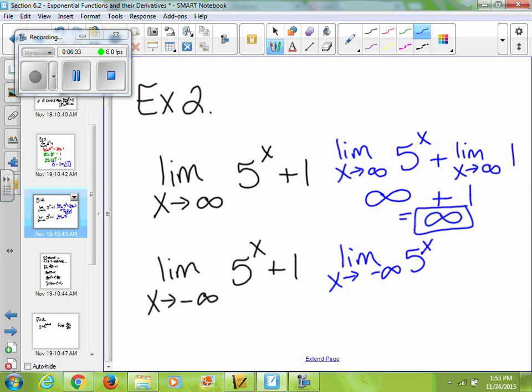So I do the same thing then for the second one and distribute my limit. I get the limit as x approaches negative infinity of 5 to the x plus the limit as x approaches negative infinity of 1. So still using rule number 1 because 5 is greater than 1, what is my limit as x approaches negative infinity then of 5 to the x? 0. Okay. And my limit as x approaches negative infinity of 1 is 1. And 0 plus 1 is 1.